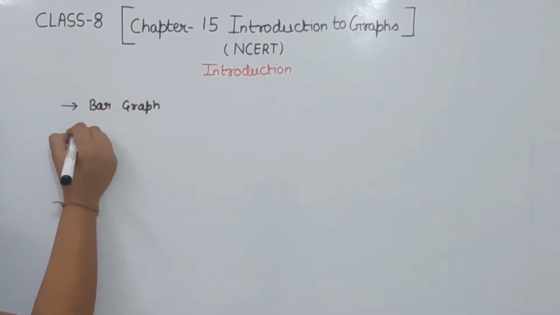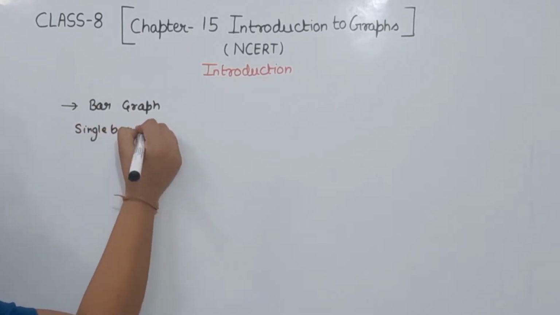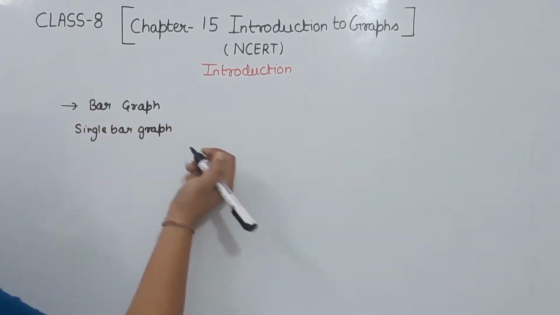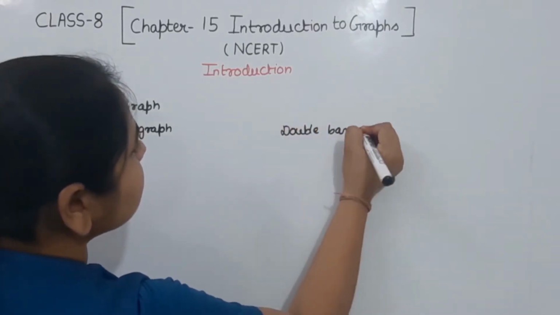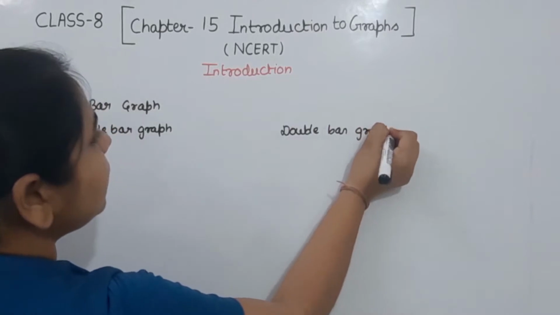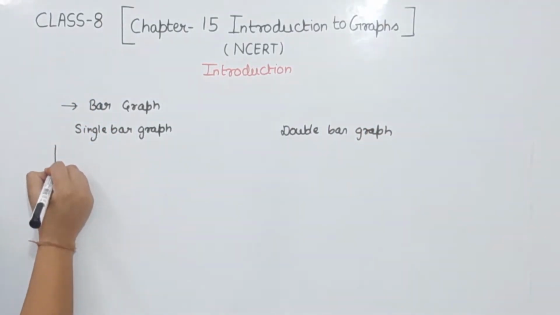Now in the bar graph, we'll have two types of graph. The first one is the single bar graph, and the second one is the double bar graph. In the double bar graph, we can compare two things simultaneously.